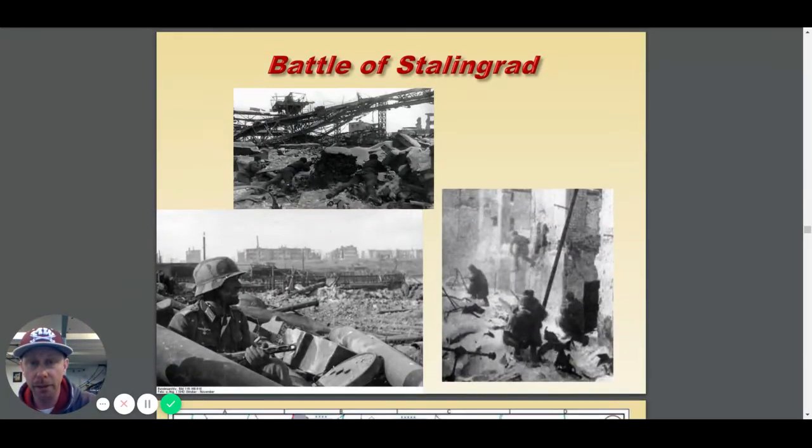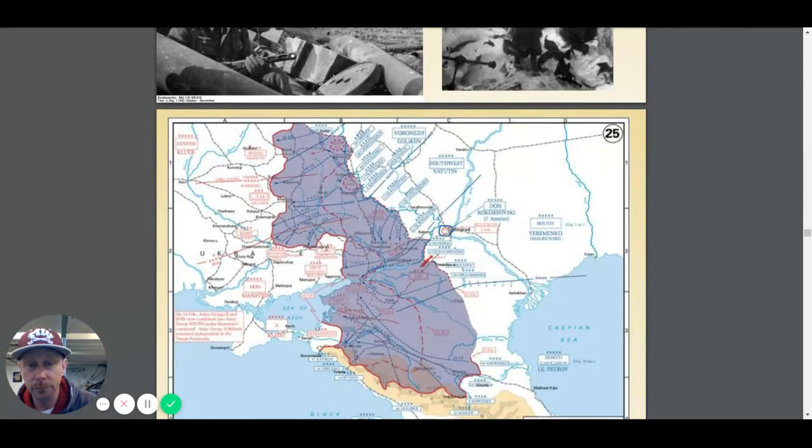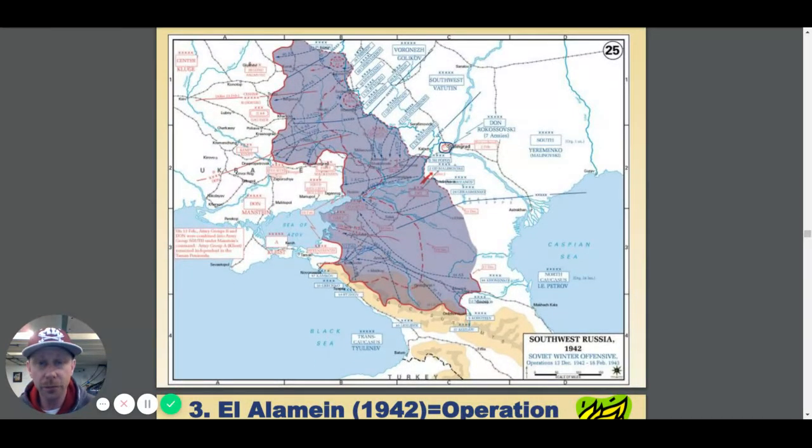Here are some pictures of the Battle of Stalingrad, showing the city basically to rubble. See all these giant buildings that were exploded. And you're basically in building to building, house to house type of fighting in this type of battle in World War II. This shows the movement of Soviet troops in southwest Russia during the Soviet winter offensive, if you want to look closely at the map on your PowerPoint, and Stalingrad is circled in there.